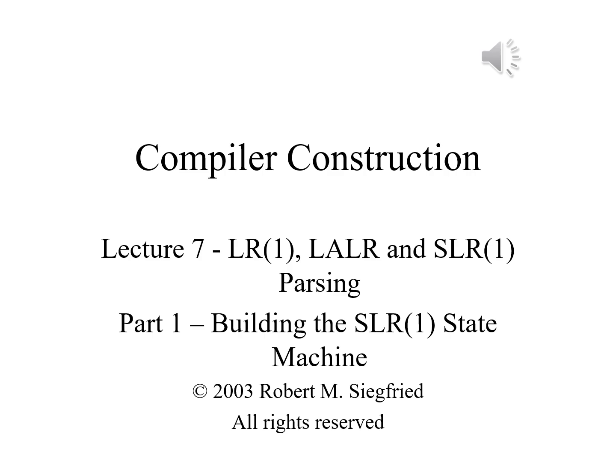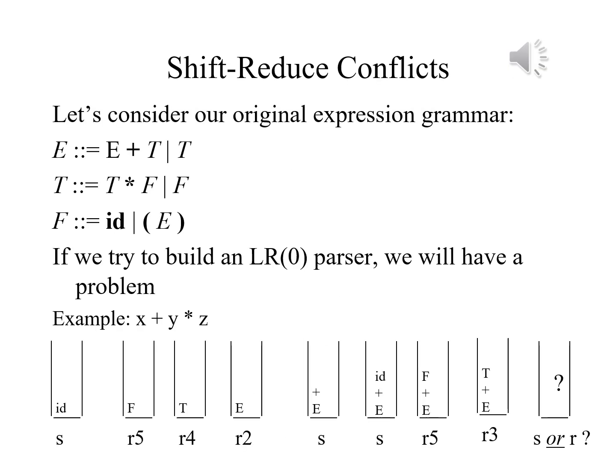In part 1 of lecture 7, we will discuss building the SLR1 state machine. In the previous lecture, we looked at bottom-up parsing with an LR0 grammar, so we will now try it with our original expression grammar, which is not as anemic as the LR0 expression grammar we used in the previous lecture. And you can see the productions on the slide.